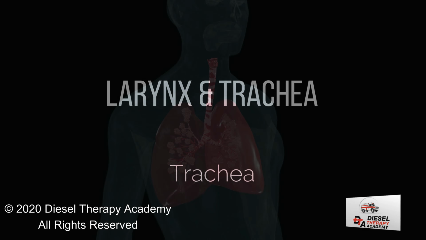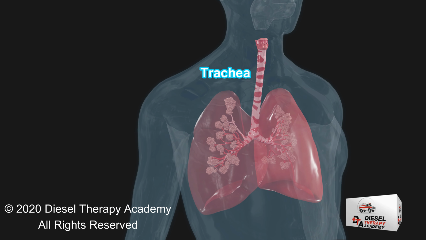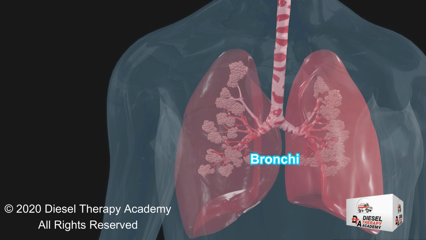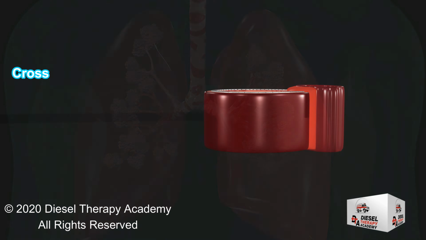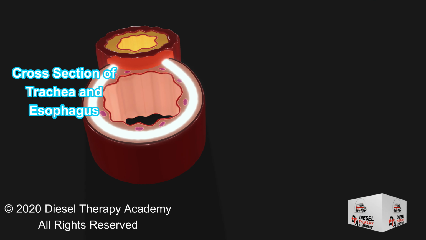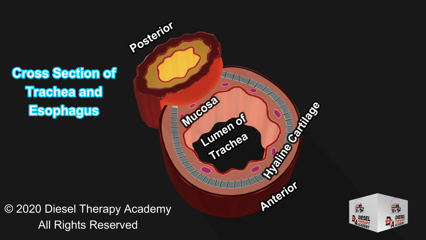The trachea, commonly called the windpipe, is the main airway to the lungs. It divides into the right and left bronchi at the level of the 5th thoracic vertebra, channeling air to the right or left lung. The hyaline cartilage in the tracheal wall provides support and keeps the trachea from collapsing. The posterior soft tissue allows for expansion of the esophagus, which is immediately posterior to the trachea.